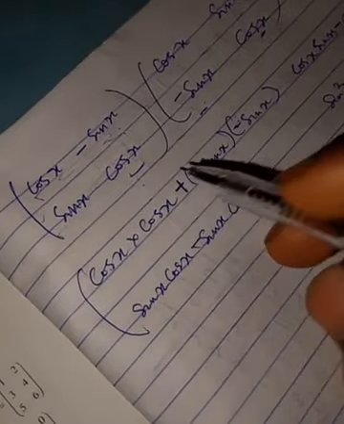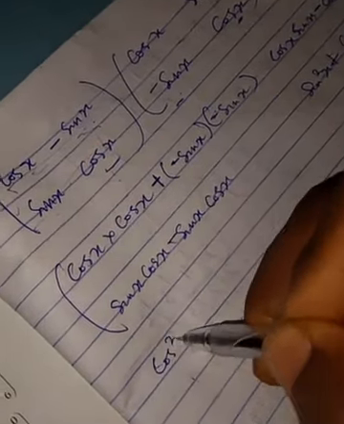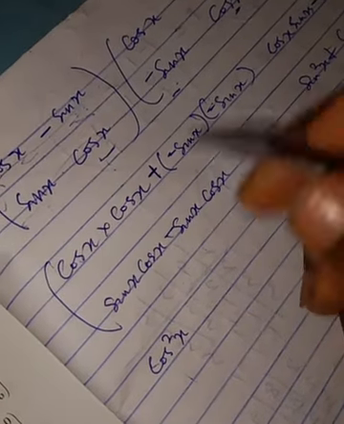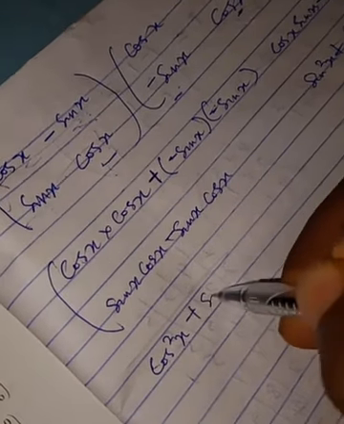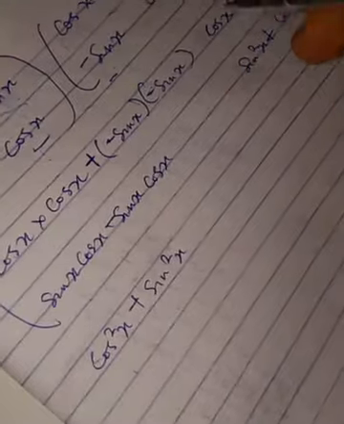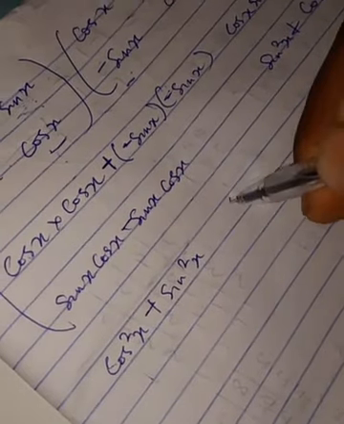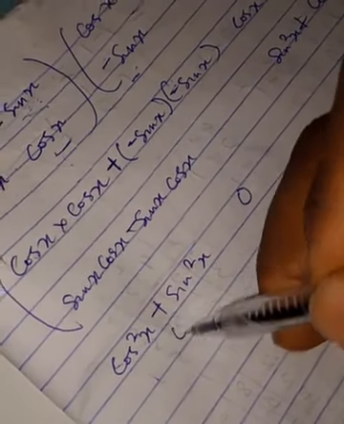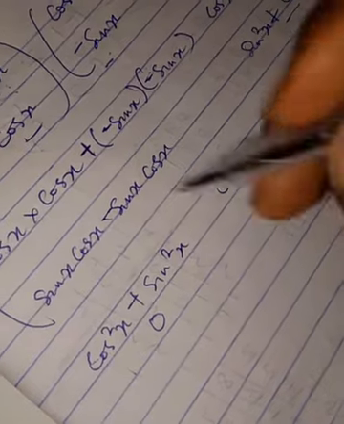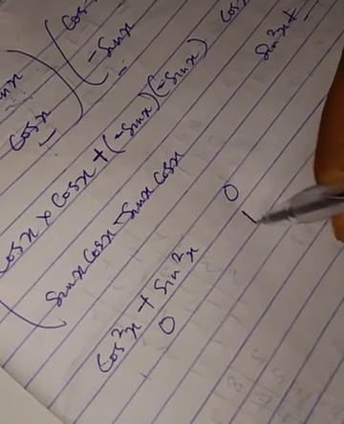So from what we have now, cos x times cos x will give you cos square x. Sin x times sin x will give you plus sin square x. This will go because they are the same, 0. This will go because they are the same, 0. Then this will give us 1.